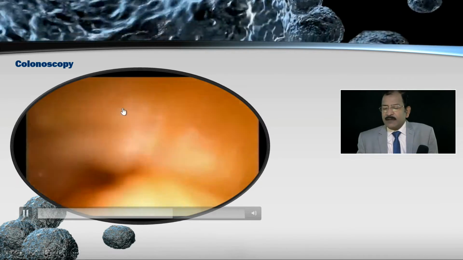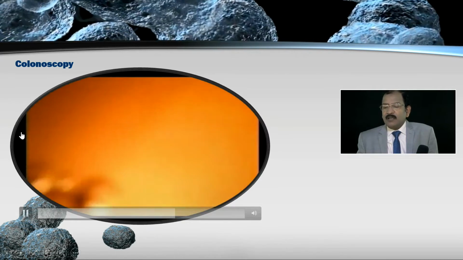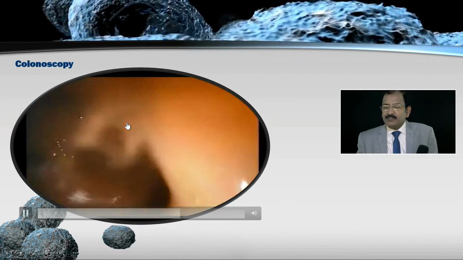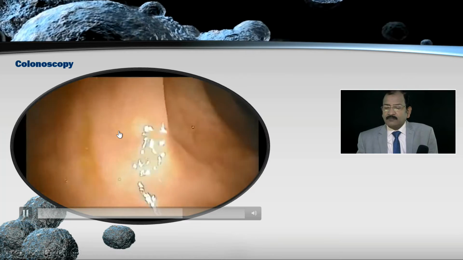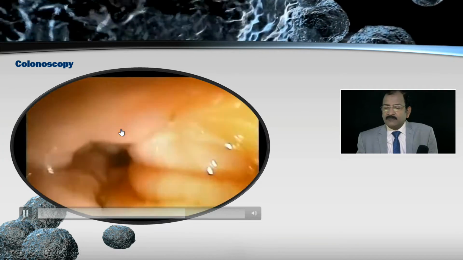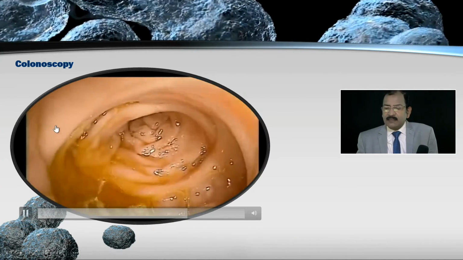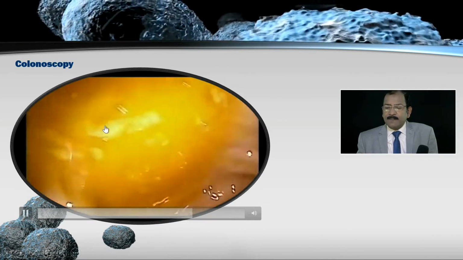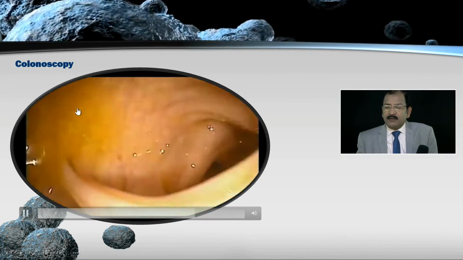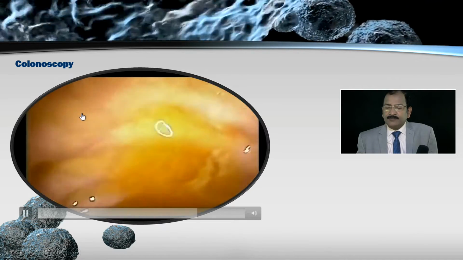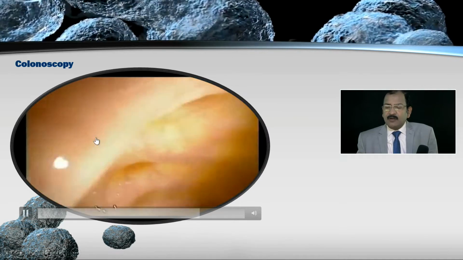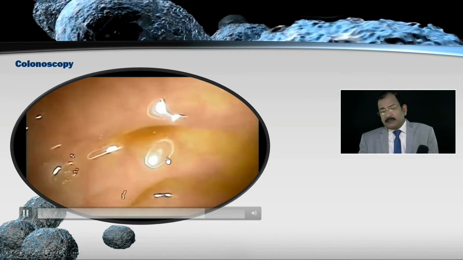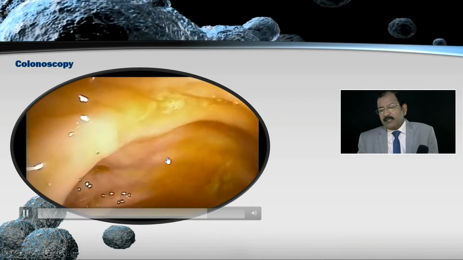Sometimes you might see a small diverticulosis. After the age of 40, this type of small diverticulosis is normal. But you should irrigate and suck and put the air a little bit to distend it and to check it, and again come out. Here it is, this is a small diverticulosis at this point. So, this is also normal, this is not any pathology, and again slowly come out.